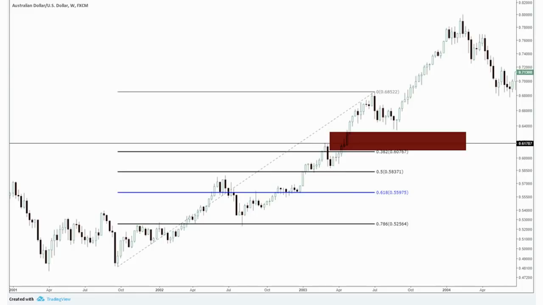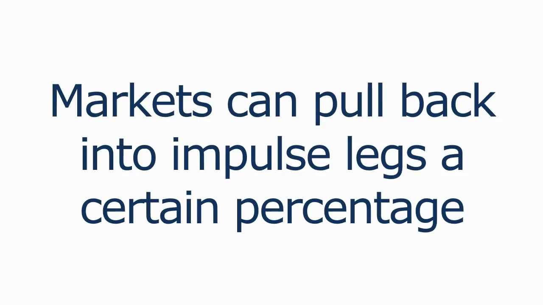So imagine that you are a swing or position trader and you're using fibs, for example, to measure the retracement of a corrective move. In this example, we have an impulse move to the upside, which gives us an overall uptrend. So you want to position yourself in this trend. Since markets can pull back into impulse legs a certain percentage, now you don't need to use rigid Fibonacci numbers. You zone in on a certain price point on the chart.